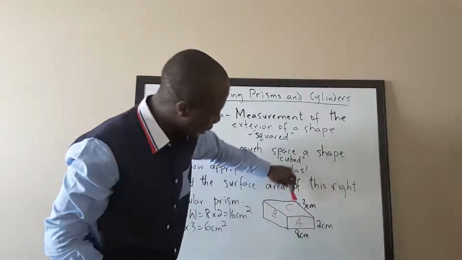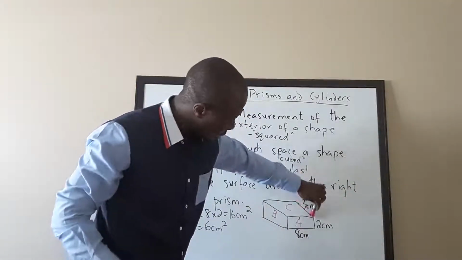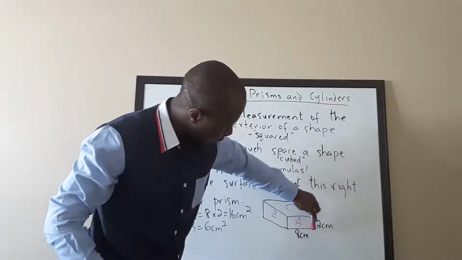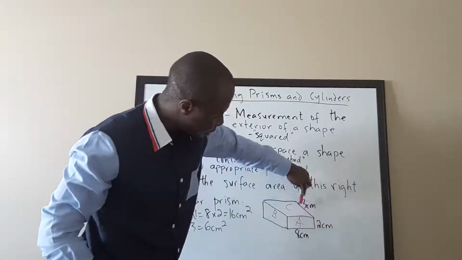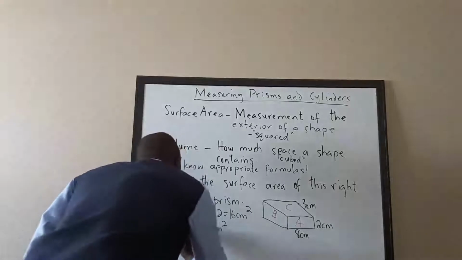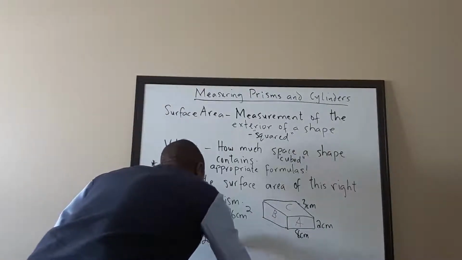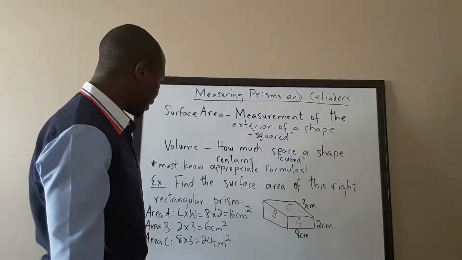So area of C, so this is C here. Now one of the 2 sides we need is 3 centimeters here, and we need this other side, and this is 8 because this is the same as this length. So 8 times 3. So 8 times 3 is 24 centimeters squared.